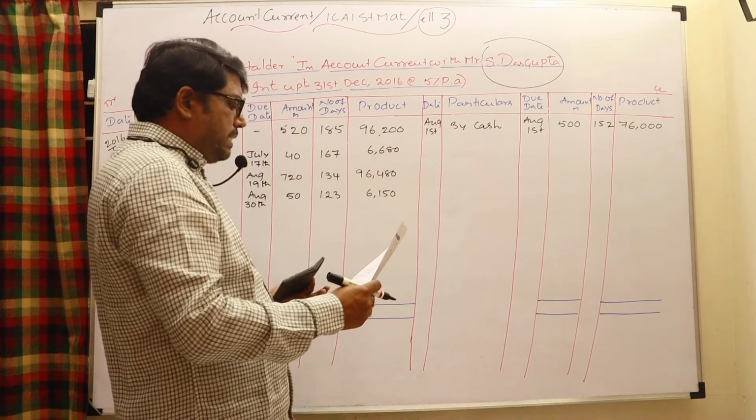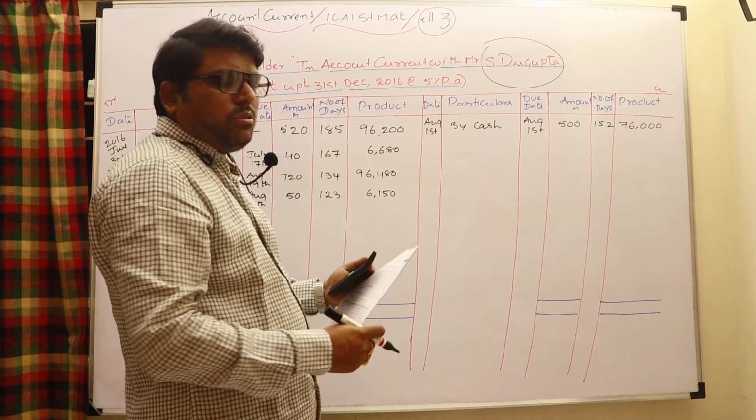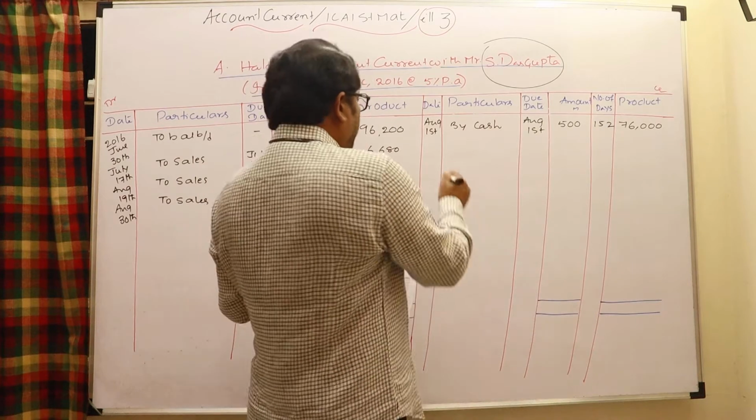Okay, next is September 1st. Cash received from holder, 400. Cash account debit to holder account, in the holder's account by cash, September 1st.